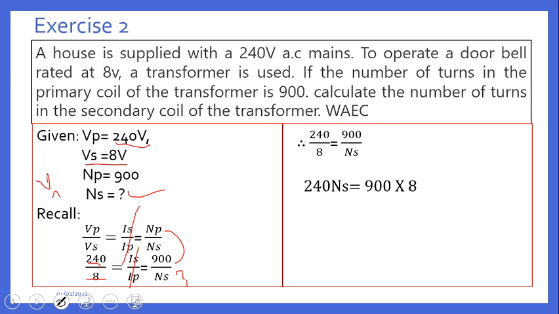If you cross multiply here, you are going to have 240 NS equals 900 times 8. And dividing both sides, divide here by 240 and divide also by 240. This and this will cancel each other. I'm going to be left with 900 times 8 divided by 240. And that will give us 30 turns.